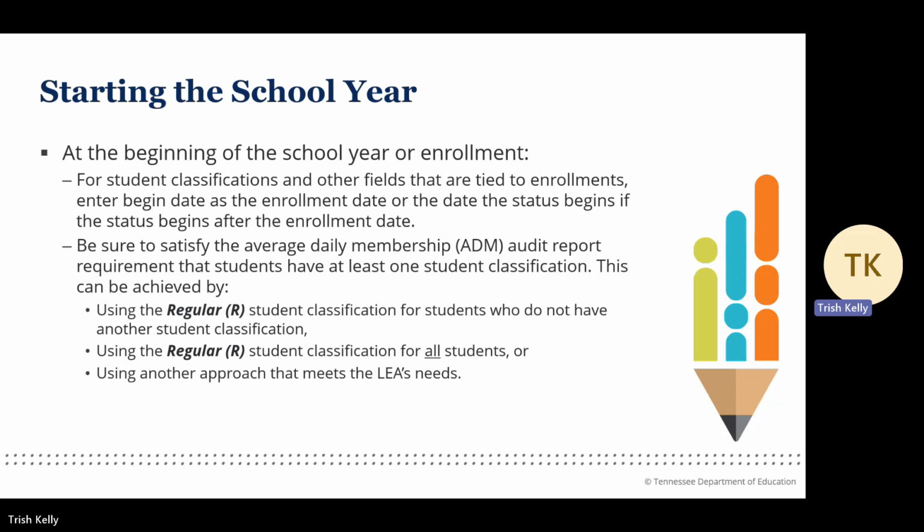For additional information, please refer to the economically disadvantaged section of the FPO data manual. It's also important at the beginning of the year to satisfy the average daily membership audit report. This is a requirement that students have at least one student classification. And you may do this in several ways. For example, you may use the R regular student classification for students who do not have another student classification. Alternatively, you may use the R regular student classification for all students, or you may use another approach that meets your needs.